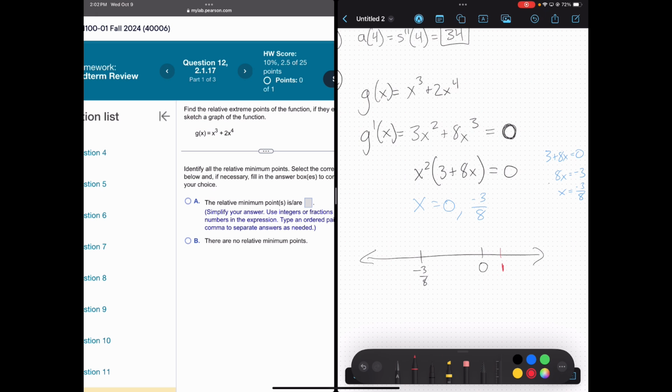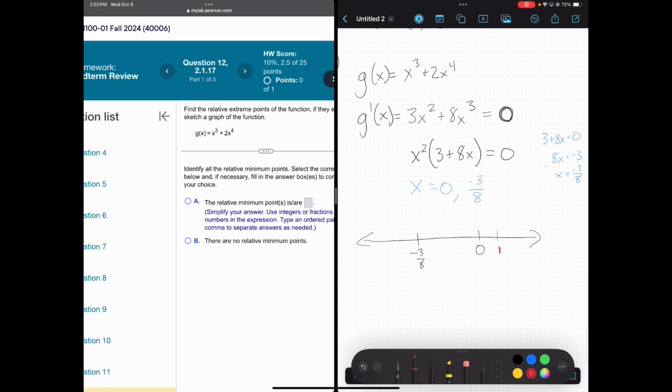What do I plug that into? 3x squared plus 8x cubed. Yes, the derivative. I'm going to plug that into the derivative. What is g prime of 1? Well, 1 squared is 1. 1 cubed is 1, so I'm just left with 3 plus 8, which is 11. The important part about this is that it's positive. So I'm left with a positive value, which means my function is increasing. If your derivative is positive, your function's increasing. Okay, well, let's try negative 1.